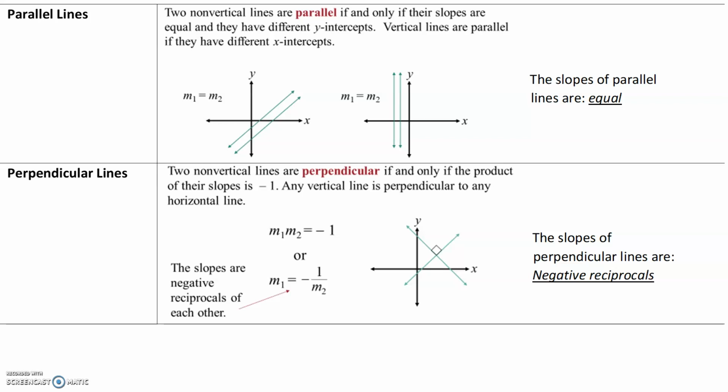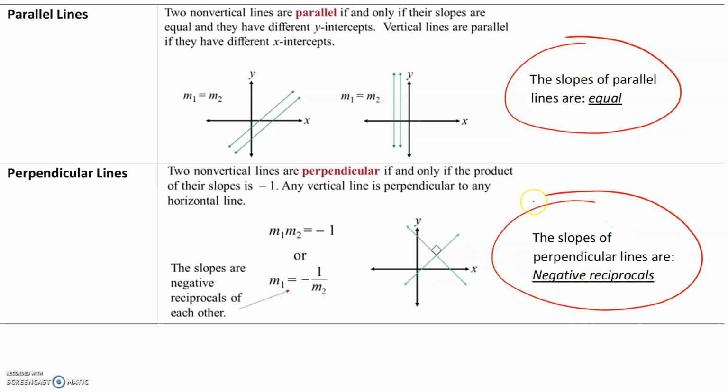And here's the key thing about parallel lines. Their slopes are equal. M1 equals M2. So if two lines are parallel, they have equal slopes. Lines are perpendicular if they cross at a right angle. And the key thing to know about this is that the slopes of perpendicular lines are negative reciprocals.